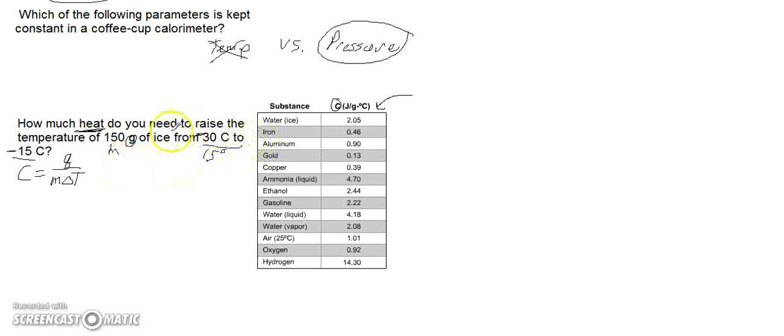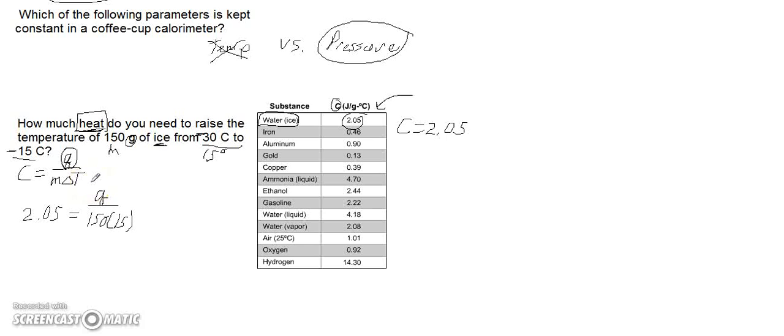And then we actually have C also, because we know it's ice. And we have our table here. I can go over and say, oh, look, it's ice. And then here's our C. C equals 2.05, sorry. And so now we have 3 out of the 4 variables. The question asks us how much heat, and Q is heat, so I have the other 3, and I can just solve for Q. So I do 2.05 equals Q divided by 150 times 15.